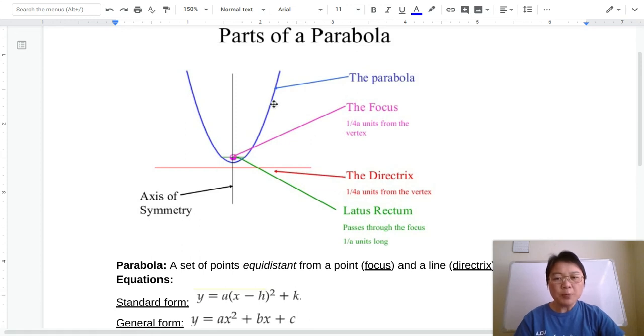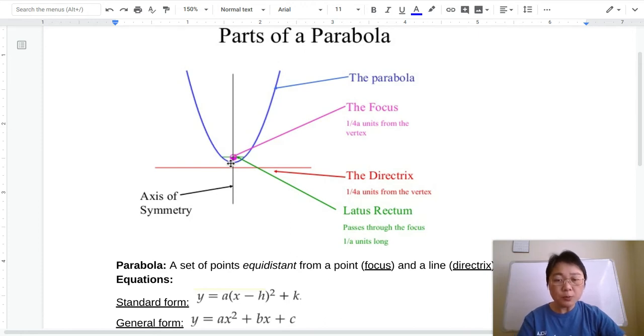Hello. A parabola has a graph which is U-shaped. There is an axis of symmetry that goes through the vertex of a parabola and splits it into two symmetrical halves. The vertex of a parabola is either the lowest point or the highest point of the parabola, which is also the turning point of it.